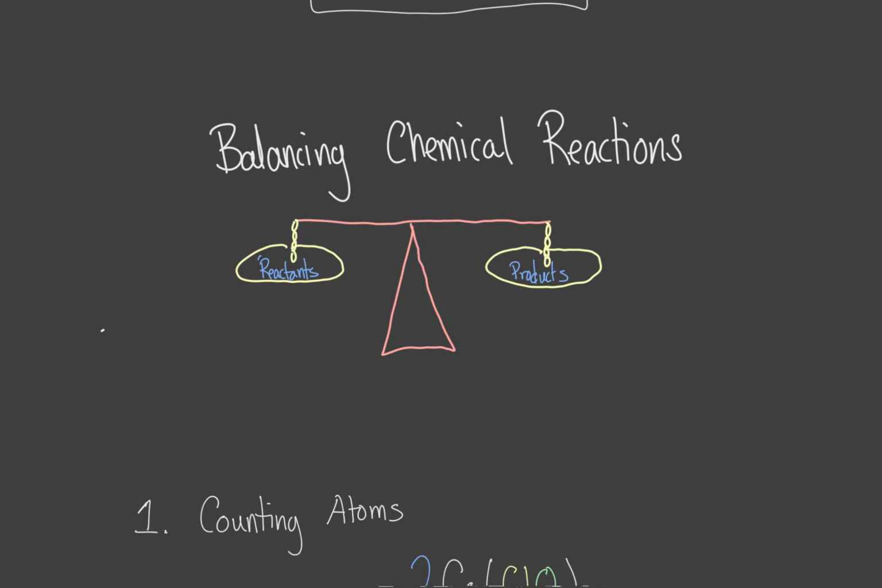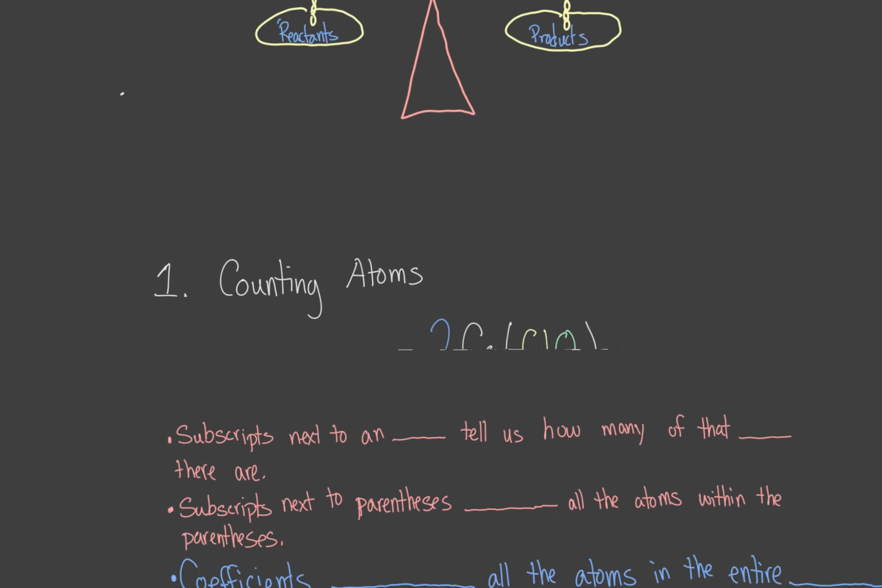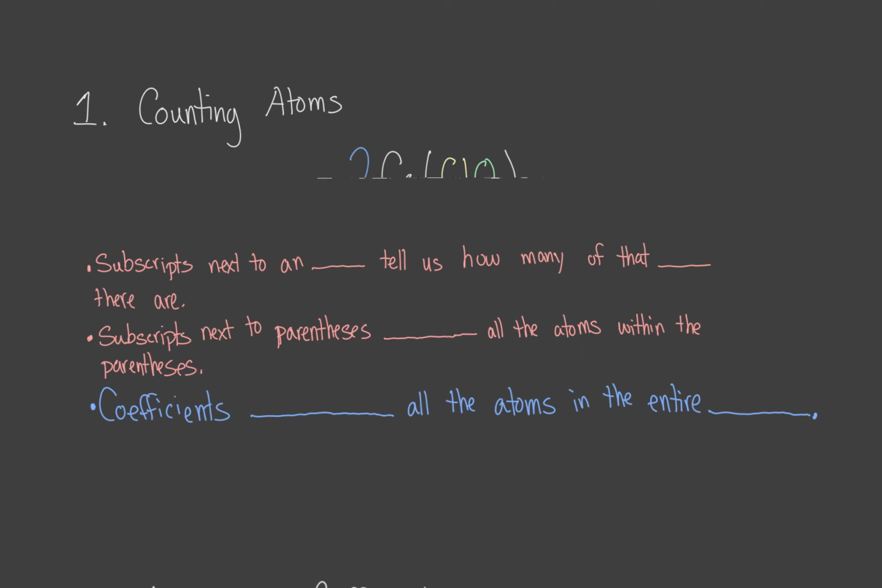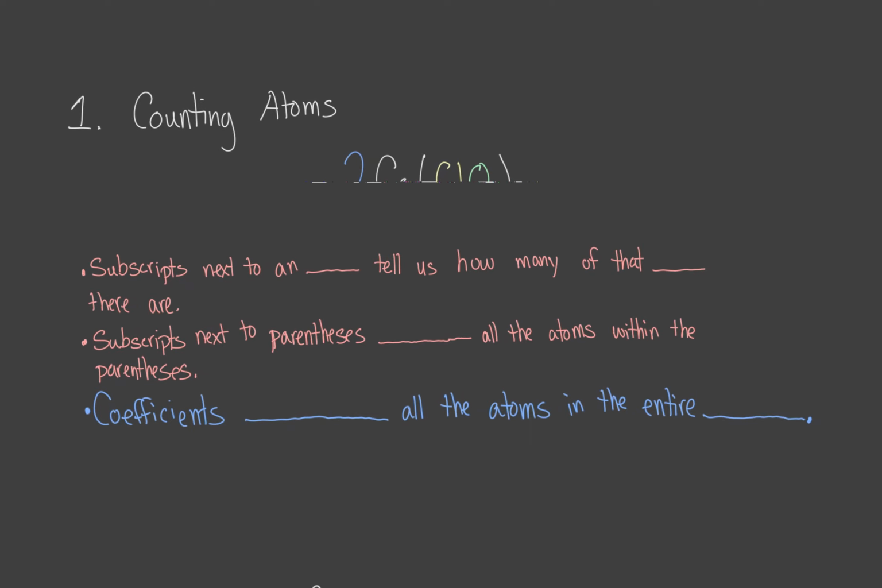When you look at a lot of chemical reactions, though, they won't seem balanced at first, so it's our job to balance them. And there's a couple of steps we need to do in order to balance those. So first, we need to learn just how to count the atoms in a molecule that we're looking at.